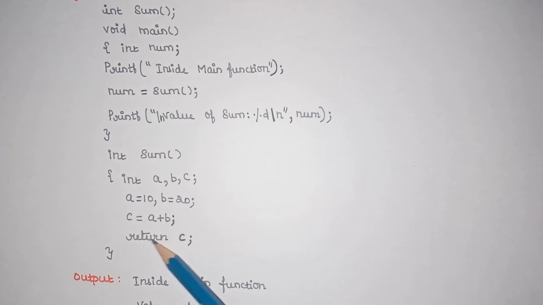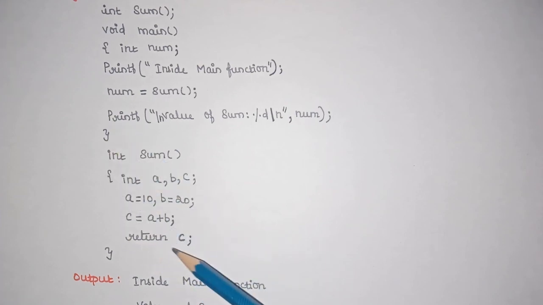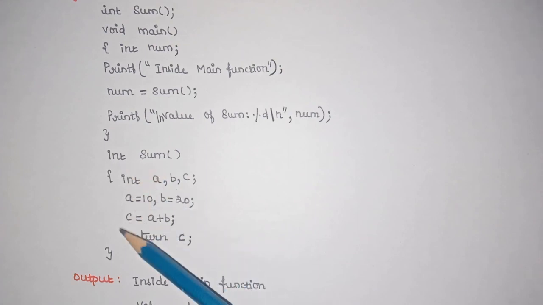This return statement is used when we specify any return value. And what will this return? It returns an integer value. So here we are going to return the result. The result is stored in c, which is of integer type. So here we are returning the value c. So it will return c.